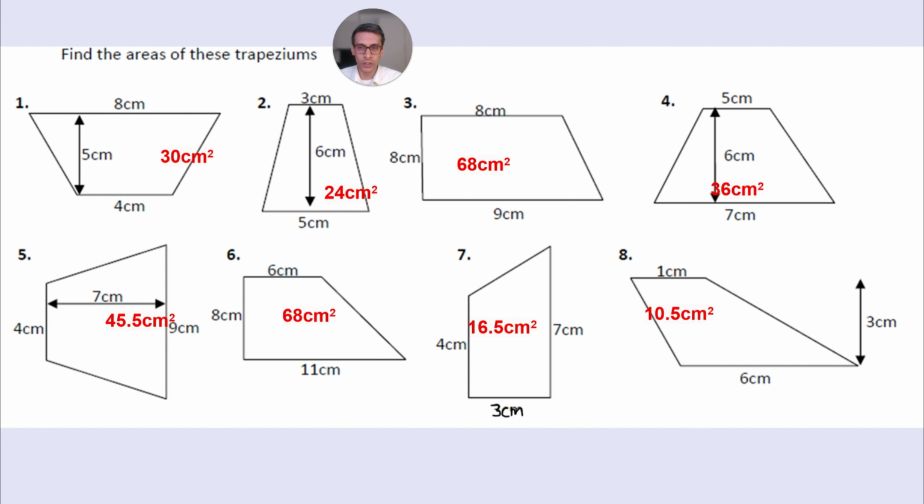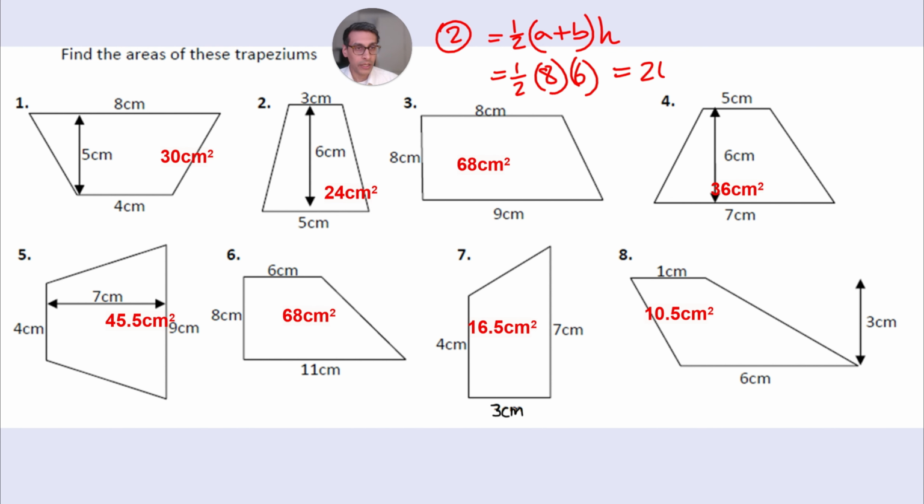These are the answers you should have got. I'll quickly do just one example. We can do question 2. So question 2, you can see half a plus b times h. So that's going to be half. Parallel sides are 3 and 5, which is 8, and the distance between the sides is 6. So half times 8 is 4, and 4 times 6 is 24. And then don't forget the units, make sure all the units match. This is going to be centimeters squared.